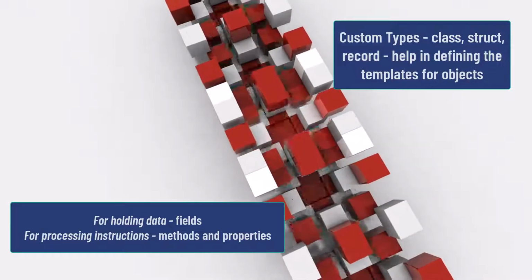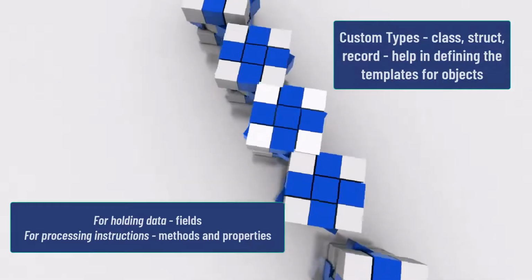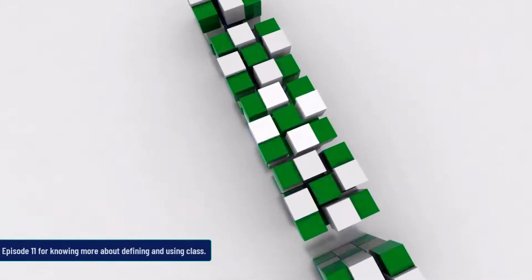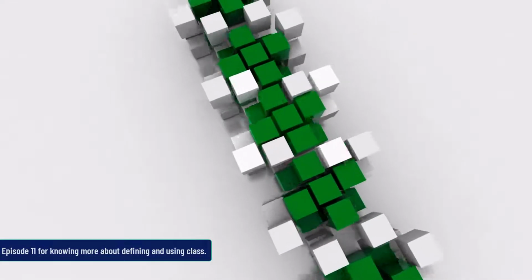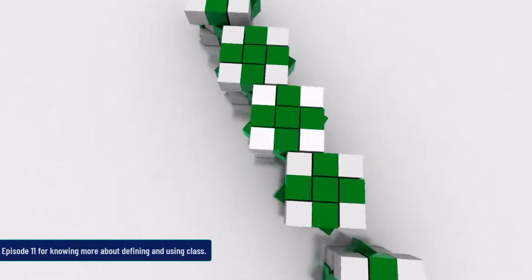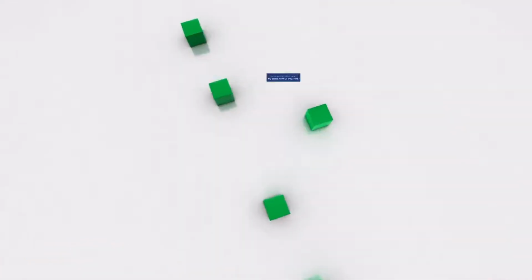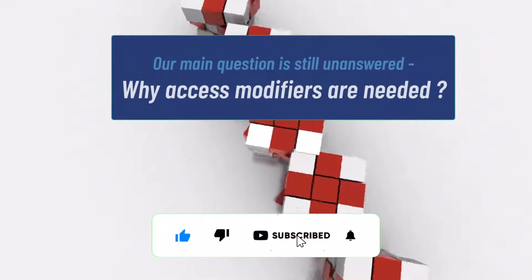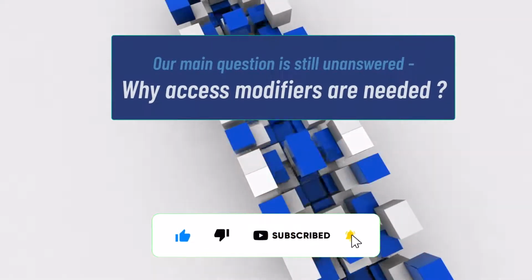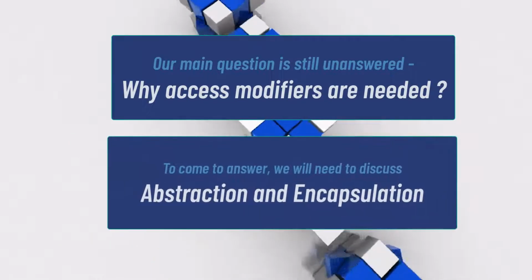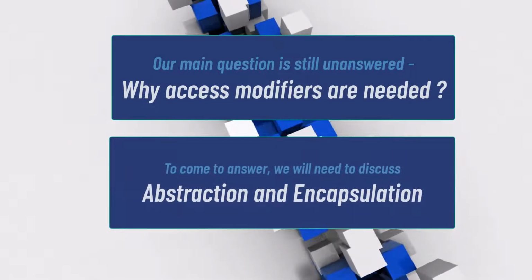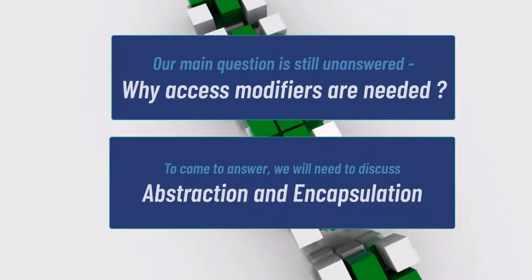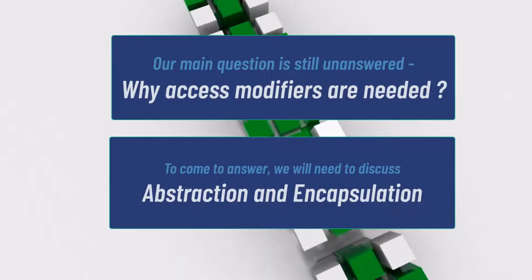We have already discussed how to create classes and objects in one of the previous episodes. Please refer to episode 11 if you want to know more about how to create classes and how to define class members. Okay, so if you are following me till now, you know that our main question was why do we need access modifiers? And it is still unanswered. There are many basic principles in object-oriented programming. Two of them are abstraction and encapsulation.